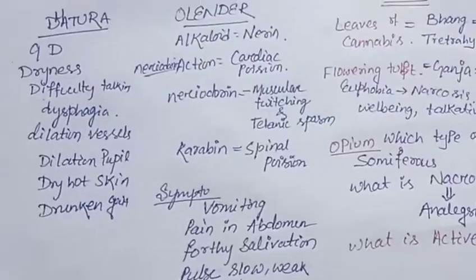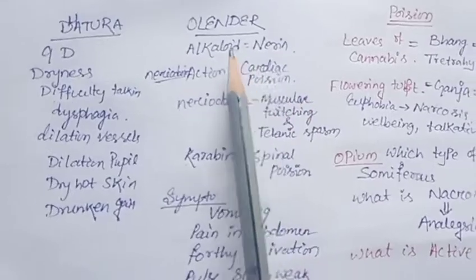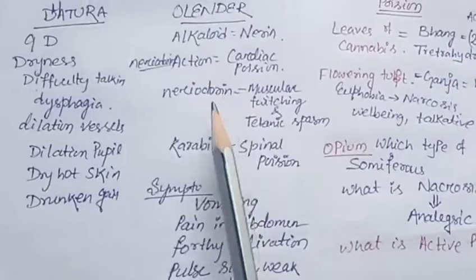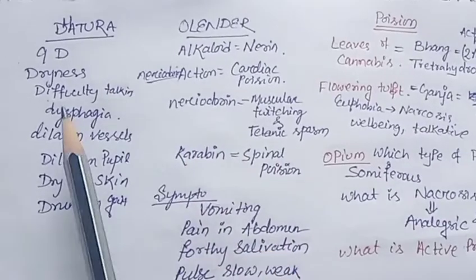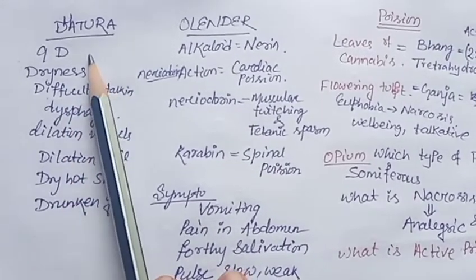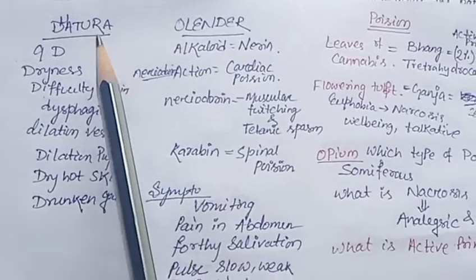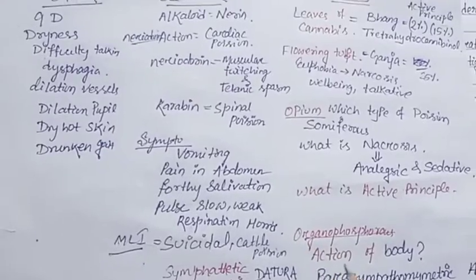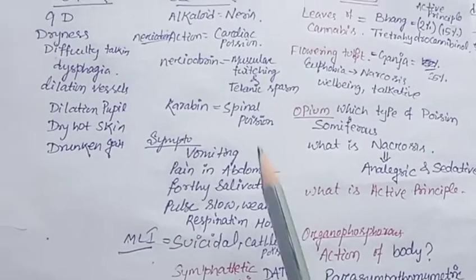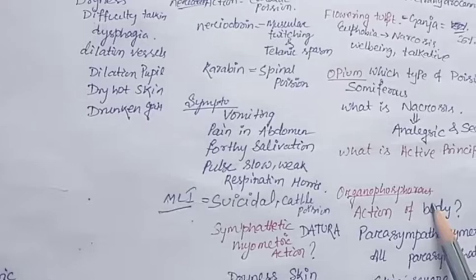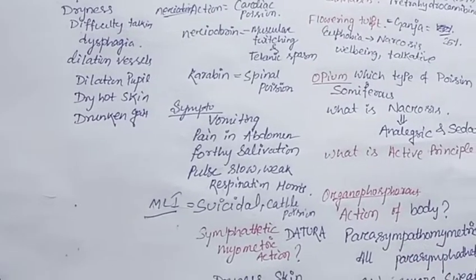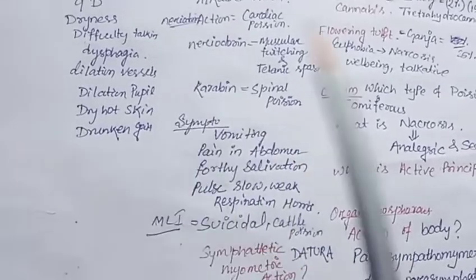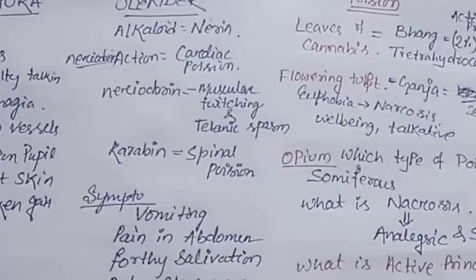In poisons, spotting mostly includes oleander and datura. So you should write the alkaloid and its action. And in datura also you should write the signs and symptoms, and which part is poisonous to the body. Then you should remember that datura and oleander have sympathomimetic action. Organophosphorus is parasympathetic. In parasympathetic action, you should know the skin becomes cold with severe sweating. These are the more important points of parasympathetic action.